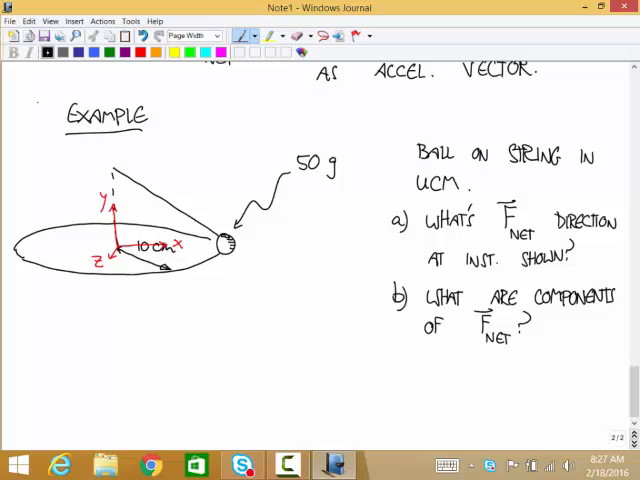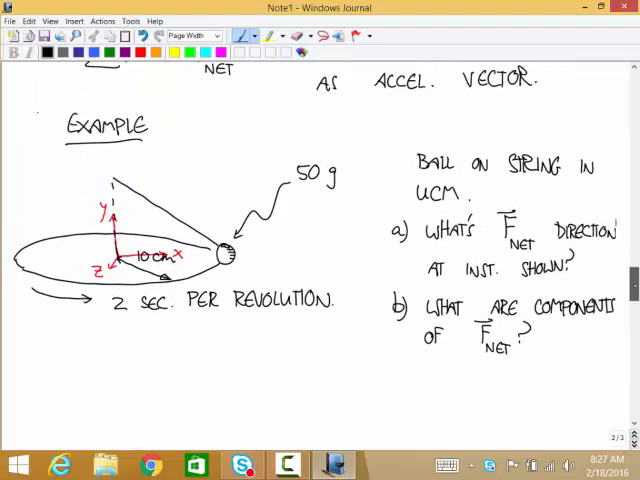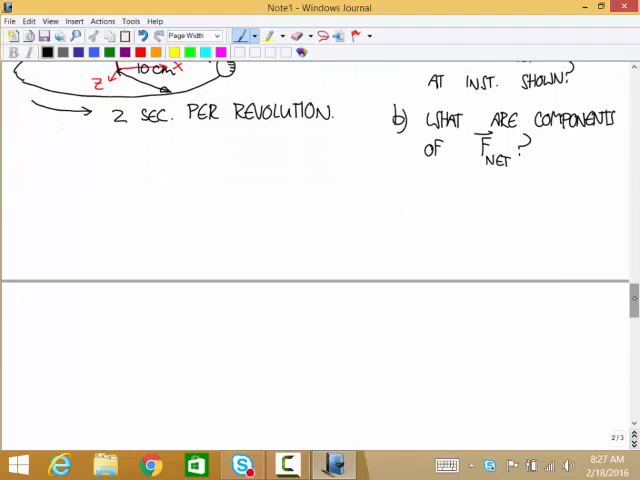Oh, and actually, there's more information. I need to give you one more piece of information. Let's say that the ball's rotating this way around the circle, and it's making a rotation every 2 seconds. So 2 seconds per rotation, per revolution. Okay, so first let's just think about the direction.